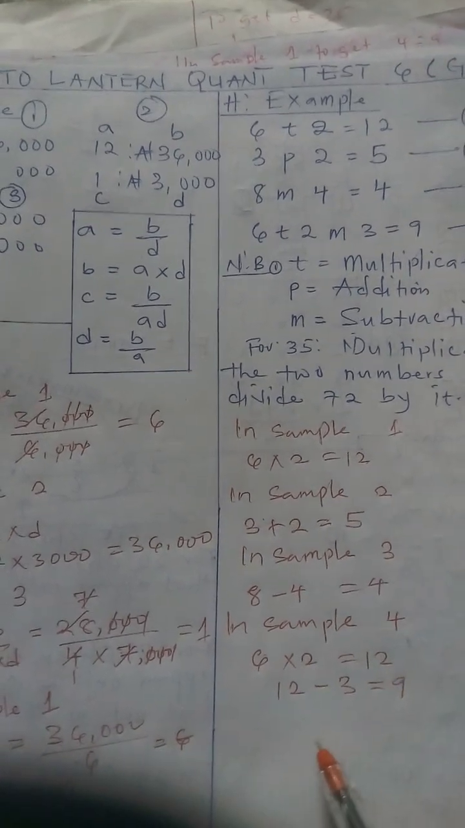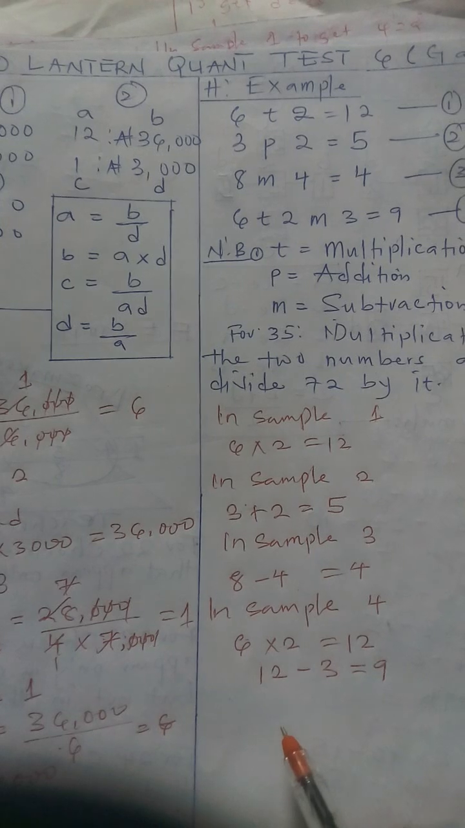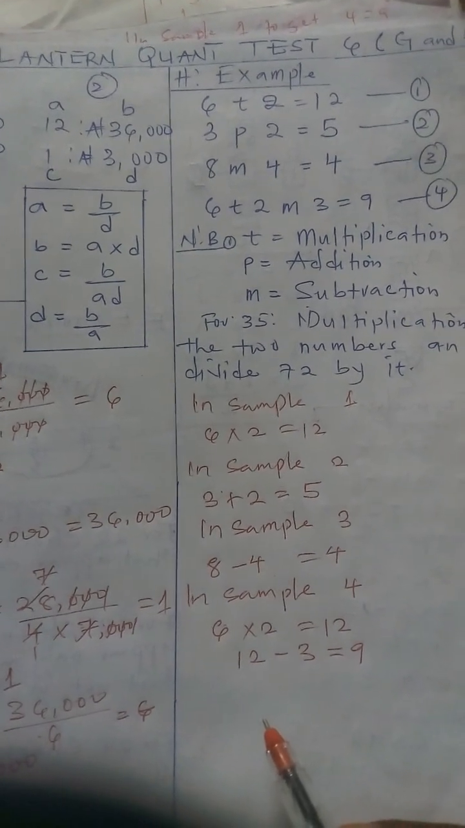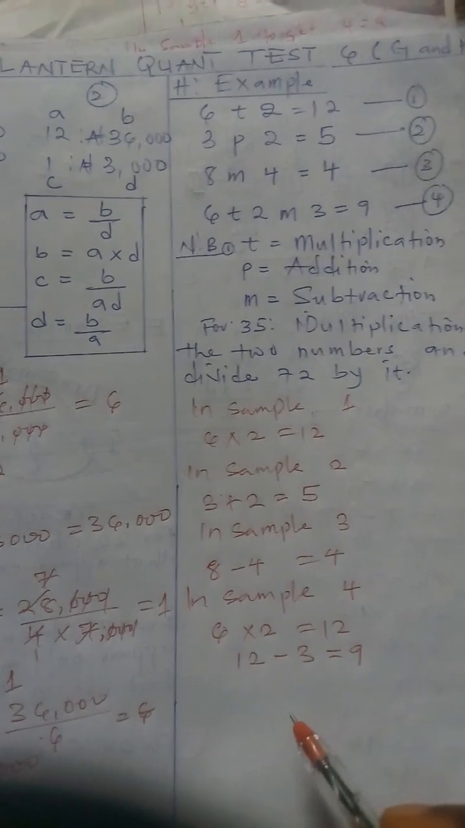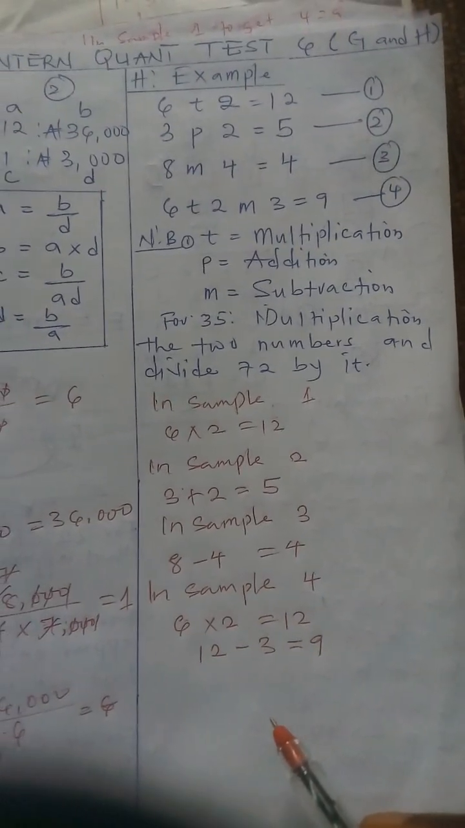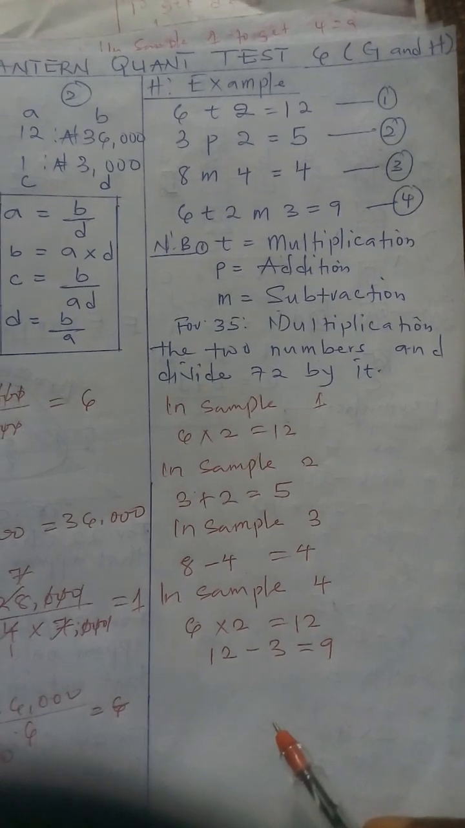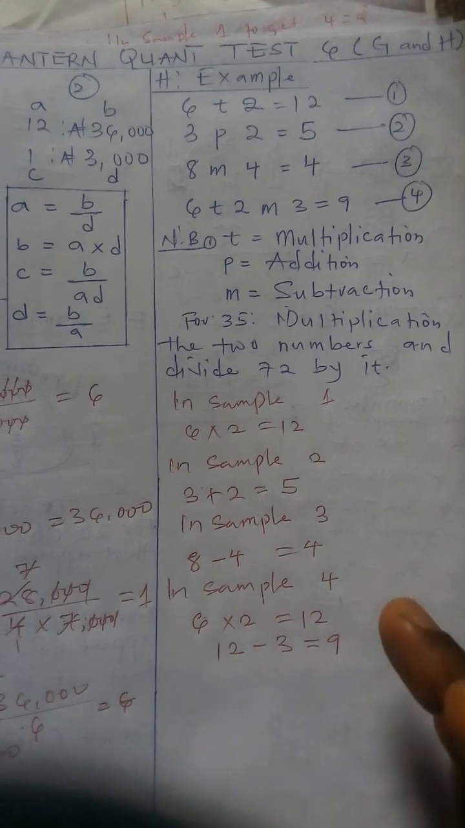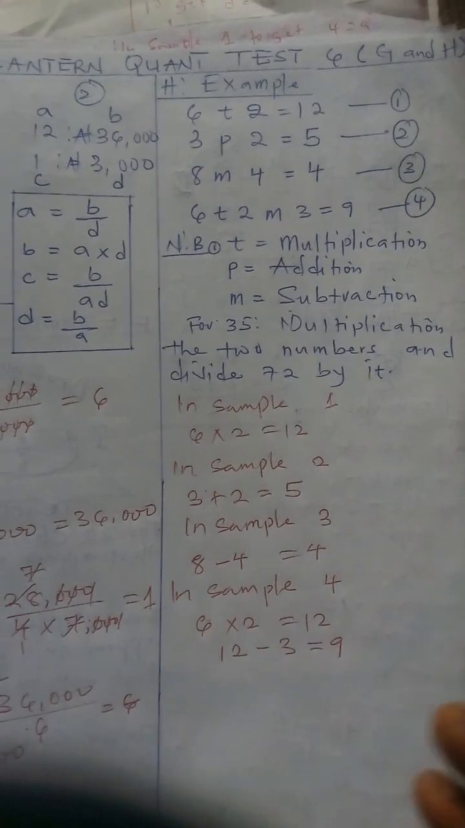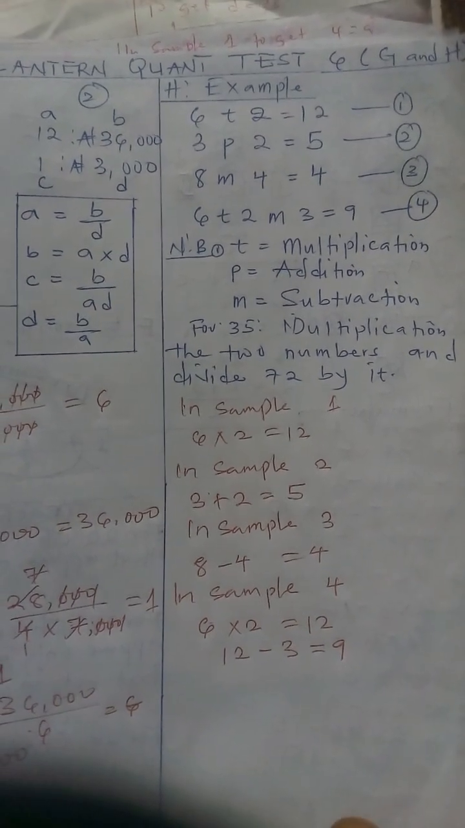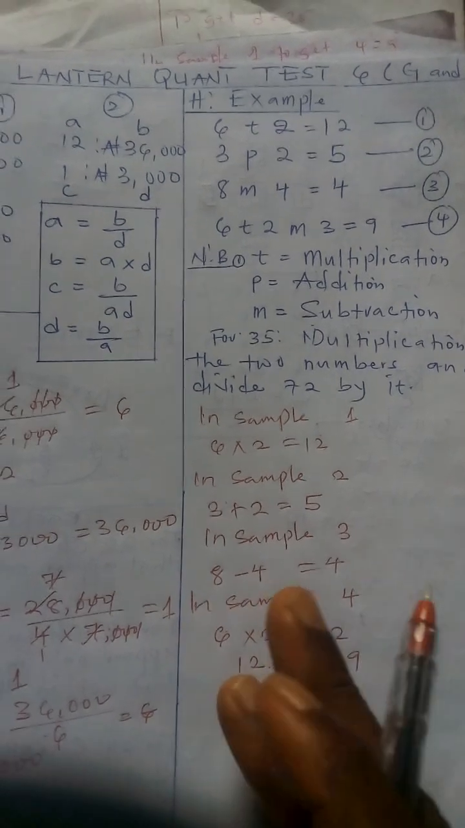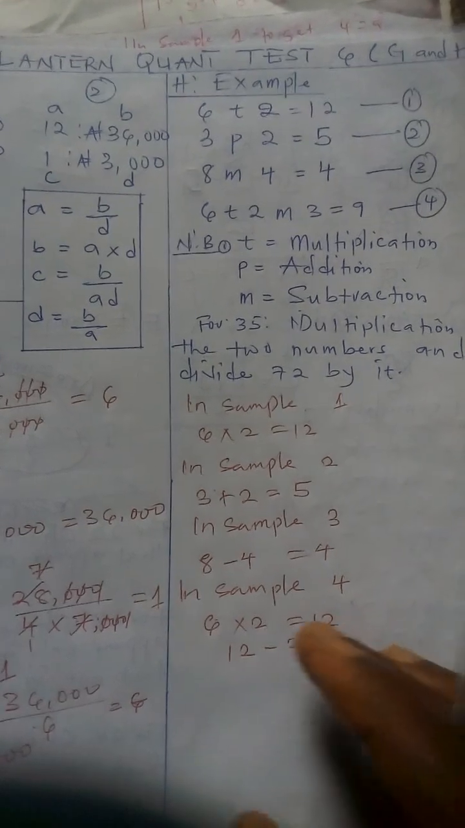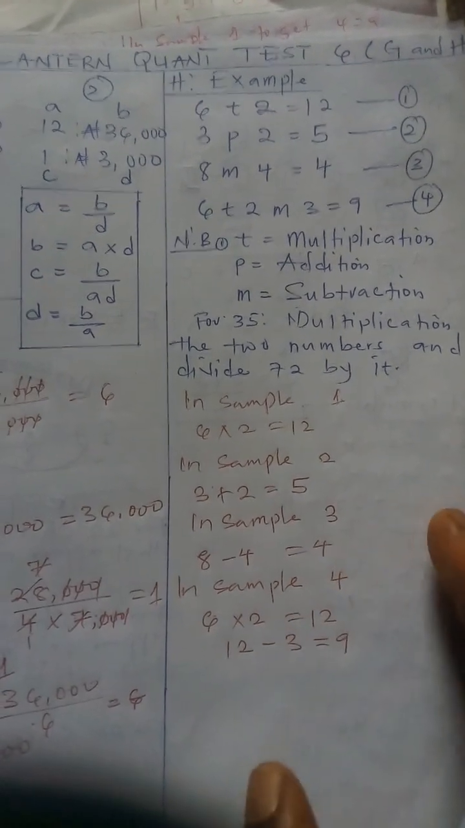Now if you notice the questions in the quant book, you will discover that number 36 is quite different. So what do you do? Multiply the two numbers and divide 72 by it. You go to that in number 35. There are two numbers there, multiply those numbers together, and then use the number on the right hand side, which is the 72, and divide by the answer you've gotten from the two numbers you've multiplied. That is how you get the answer for that 35.